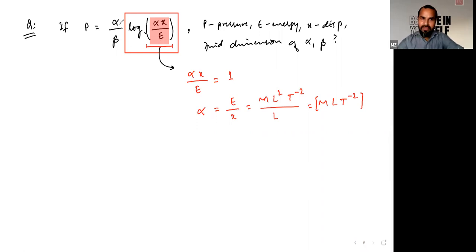So we have the dimensional formula for alpha. We have the dimensional formula for pressure. We have to calculate beta now. So we are left with nothing but P is equal to alpha over beta. So beta would be equal to alpha divided by P. Just put their dimensions and try to solve.